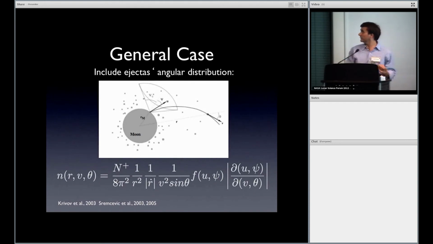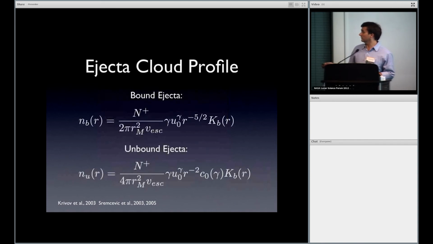We can extend the ejecta model by including the angular distribution of these dust particles. This work was done by Sascha Kempf and Miodrag Šemšević in the mid-2000s. I'm not going to go into the details of how you derive the distributions. Nevertheless, this has been done, and I think it's well understood. This is the distribution as a function of radial distance, velocity, and angle.